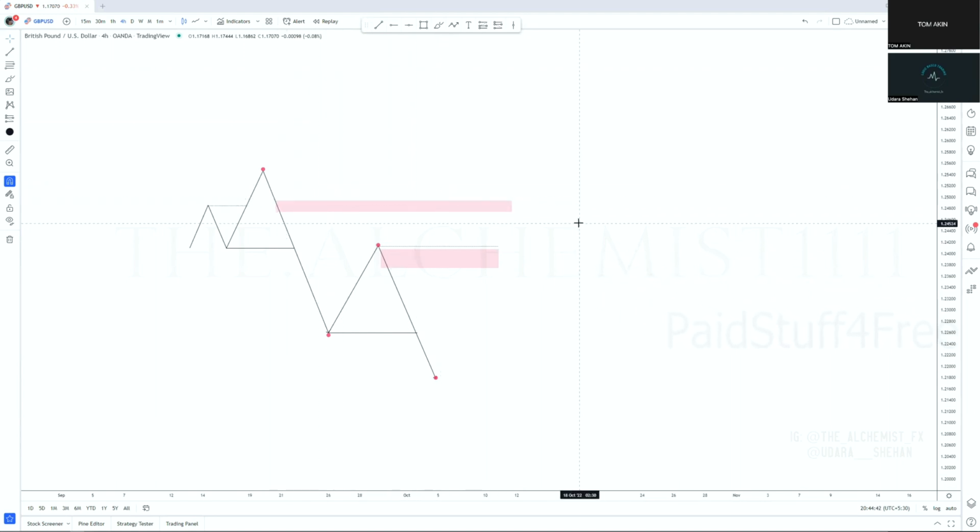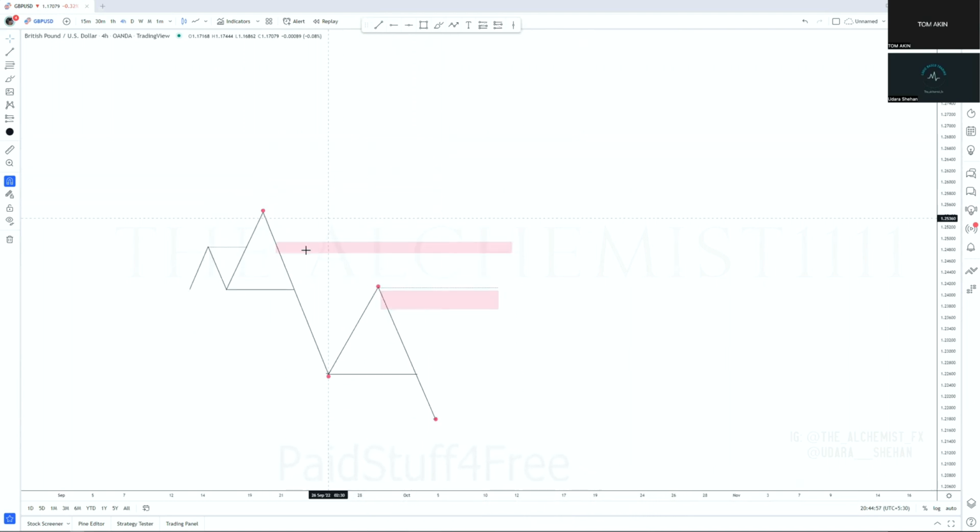So if you put imbalances aside, we're simply focusing on the closing prices of the candles. That is what we are focusing on. Now let me show you.